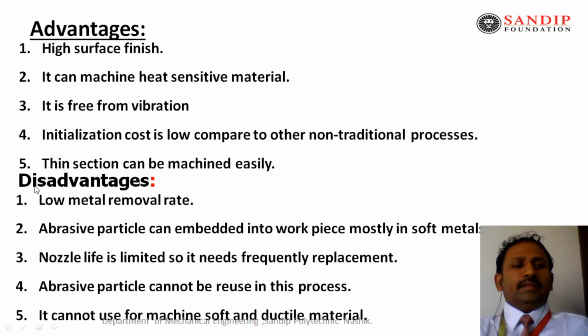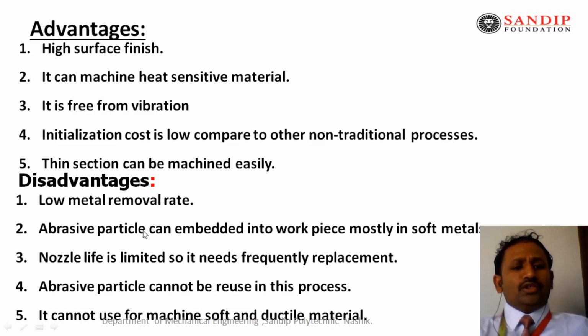Now we'll see the disadvantages. Every process has some disadvantages. So as compared to the conventional process, there is low metal removal rate, because in conventional the material is removed in the form of chips, but here the material is removed directly by erosion, melting or vaporization. So that's why there is low metal removal rate, and it is a common disadvantage to all the processes.